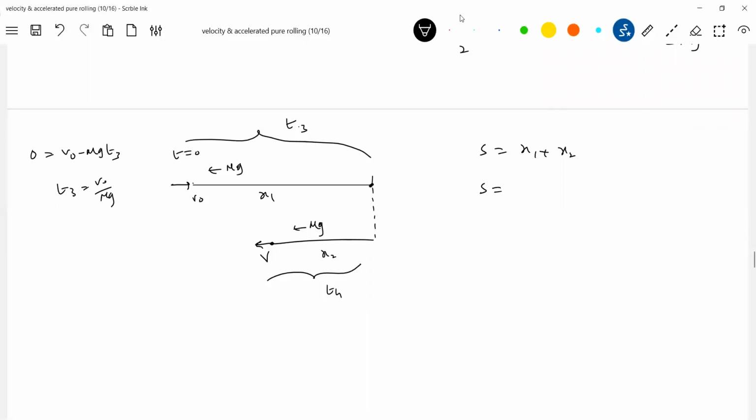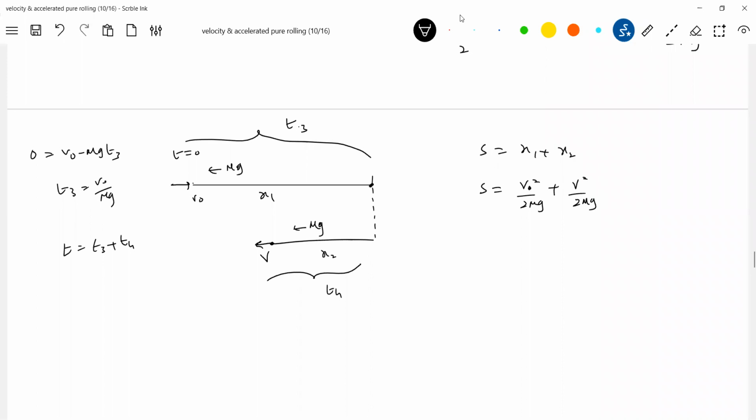So how to calculate the distance covered? It should be V naught square by 2 mu g. How to get the distance covered by this? V square by 2 mu g. Instead of time, now I'm using this. If you want time, you can also calculate the time. Already we know time. Total time is t3 plus t4. This is the total distance covered to attain pure rolling.